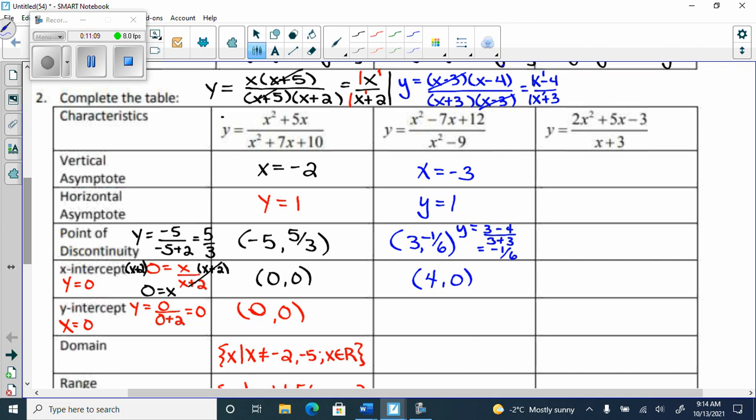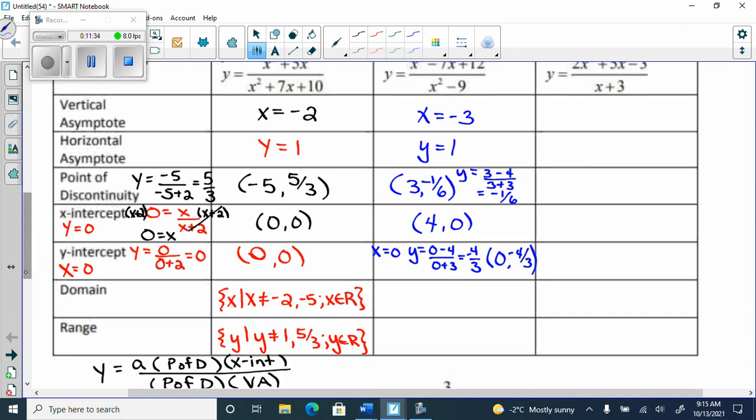And how do I get my y-intercept? I plug 0 in for x, into the simplified. So y equals 0 minus 4 over 0 plus 3, which is negative 4/3. So my y-intercept is at 0 and negative 4/3. Whenever they ask for x and y-intercepts, for the y-intercept plug 0 in for x, for the x-intercept plug 0 in for y. That should be what pops into your head immediately.